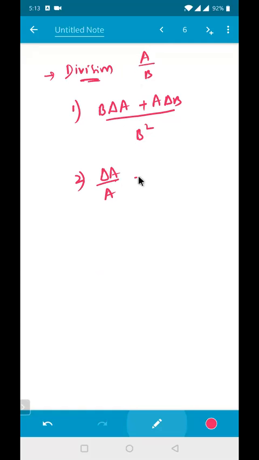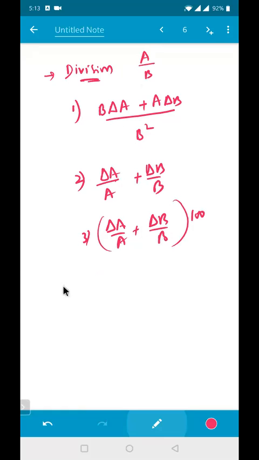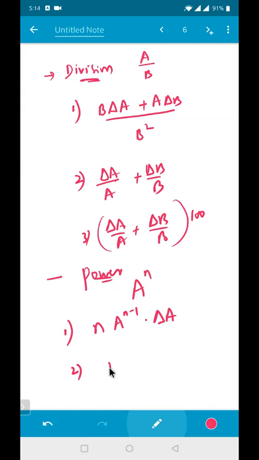So delta A by A plus delta B by B. Percentage error is nothing but (delta A by A plus delta B by B) into 100. If I'm talking about power, like say A to the power of n, the absolute error is n A^(n-1) into delta A. The same way, relative error is n into delta A by A. Percentage error is n into delta A by A into 100.